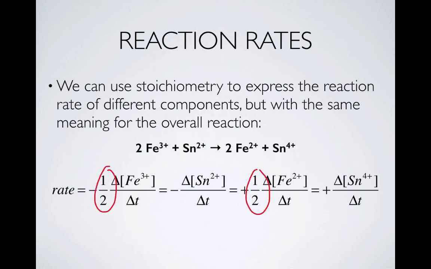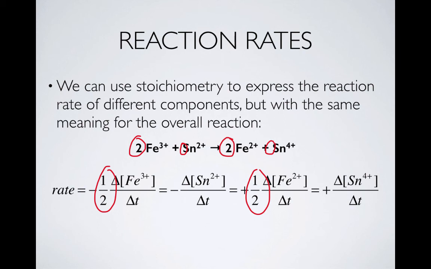So the first thing we're going to do is we notice that the iron here and the iron here both have a 1/2 coefficient in front of it. And that's because their coefficient in the balanced reaction is a 2. And we see that the tin has no coefficient in front of it because their coefficient in the balanced reaction is a 1. So we use the reciprocal of the coefficient from the balanced reaction as a coefficient in front of the rate change.